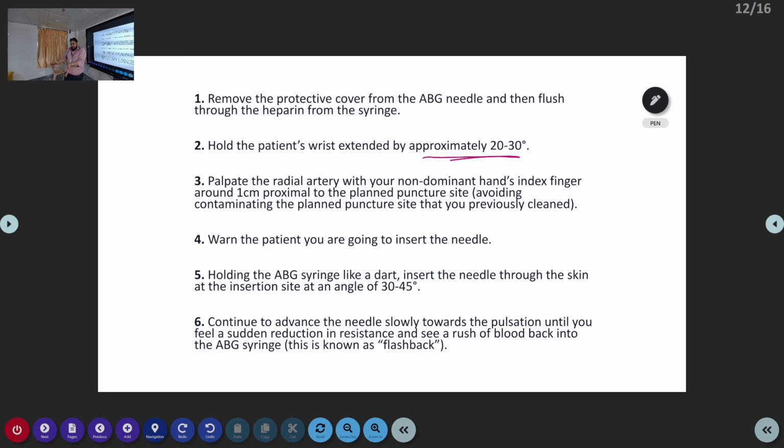If you are on this side, you insert this way. If you are on the other side, you insert this way. Whichever, this way or this way, that's fine. But whatever the way, it should be 30 to 45 degrees. You need to insert it at that angle.